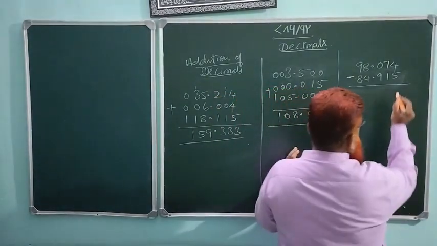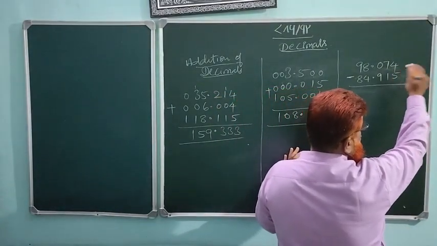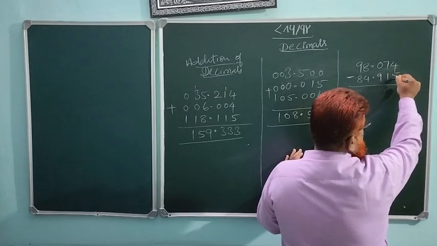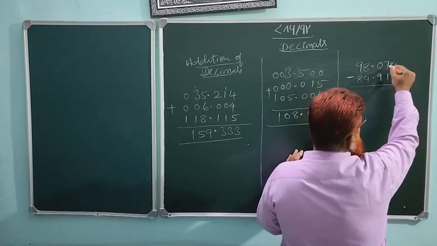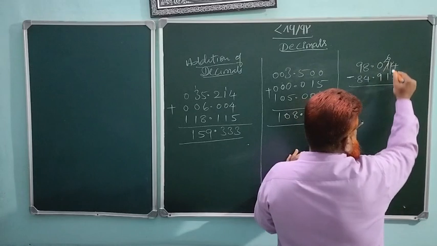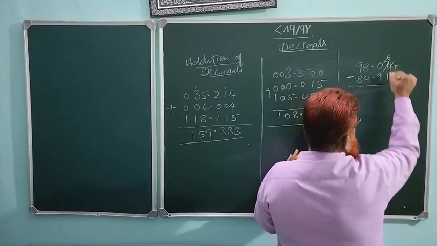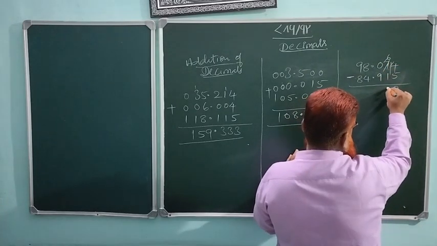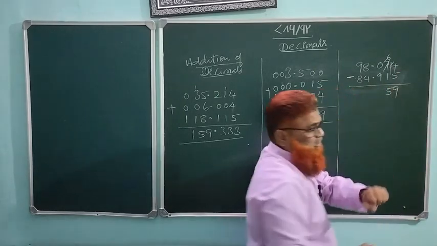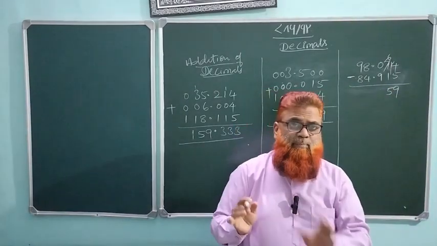Same process. The decimal part is to be simplified first. 4 minus 5 is not possible. Borrow 1, it will become 14 and the 7 changes to 6. 14 minus 5 is 9. 6 minus 1 is 5. Here is a 0. The decimal part is 0.